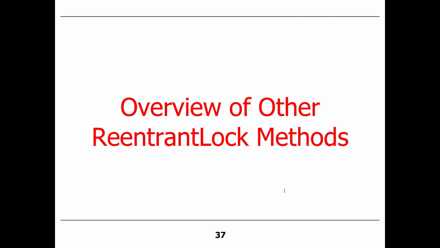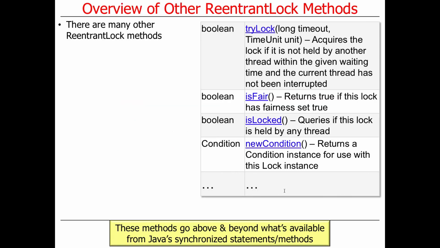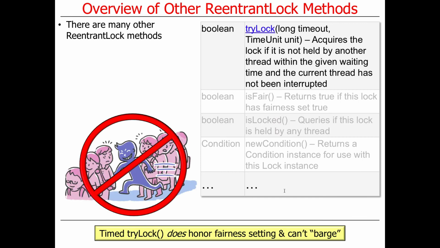Okay, there's a bunch of other methods. I'll go through them quickly. They're less common to use. These methods go way above and beyond what you can get out of Java's synchronized statements and methods. One thing you can do is a timed tryLock, which will wait up to a certain amount of time before giving up if it can't get the lock. And this version does, in fact, honor fairness, so it can't barge. Again, somewhat curious semantics, but that's the way it goes.